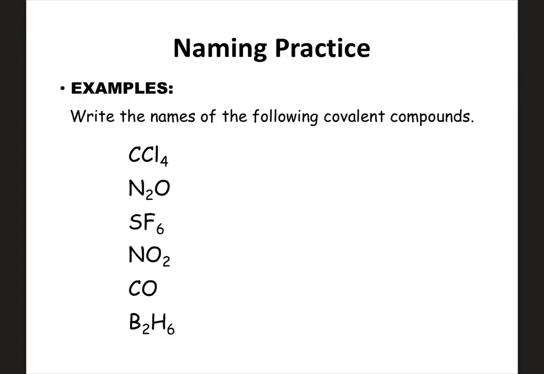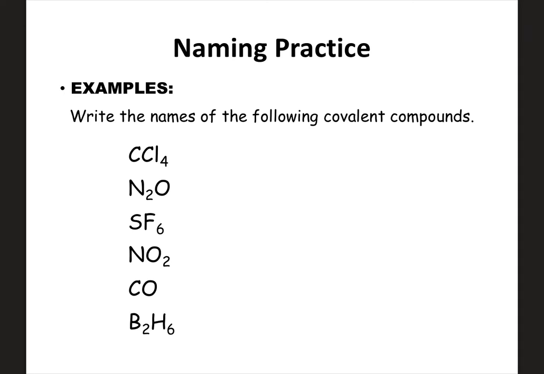So now we're just going to try some more examples here, doing some names of covalent compounds. Again, you're more than welcome to pause the video, try them all, and then come back and see if you got them correct. So the first thing I notice about all of these compounds is they all have two nonmetals in them. If they have two nonmetals, boom, you immediately know it's covalent. You need to follow the rules for covalent.